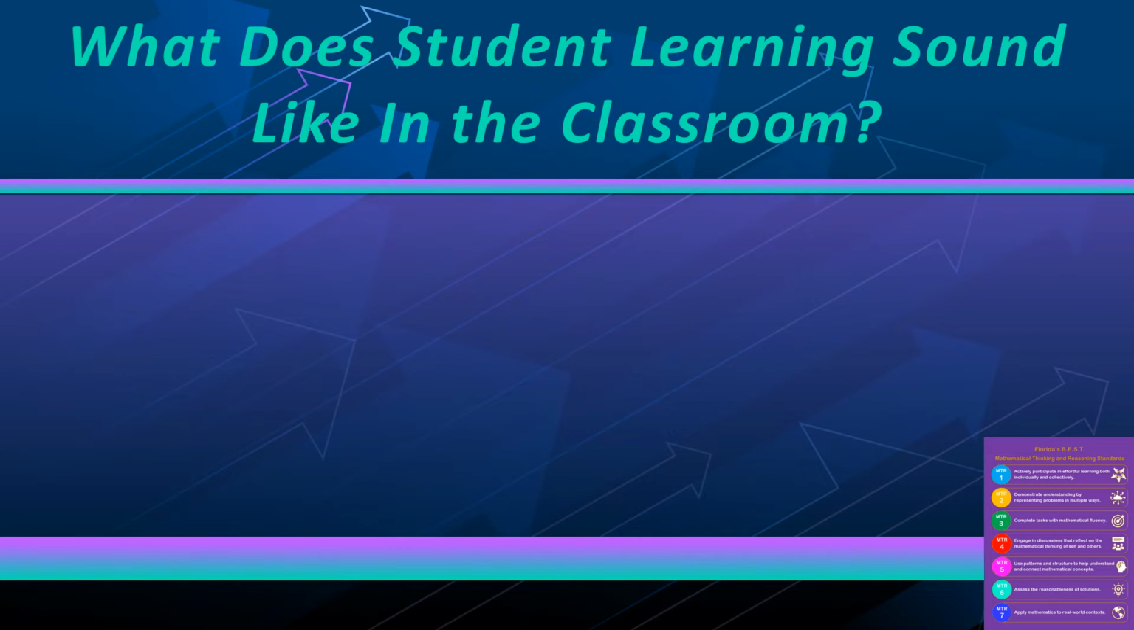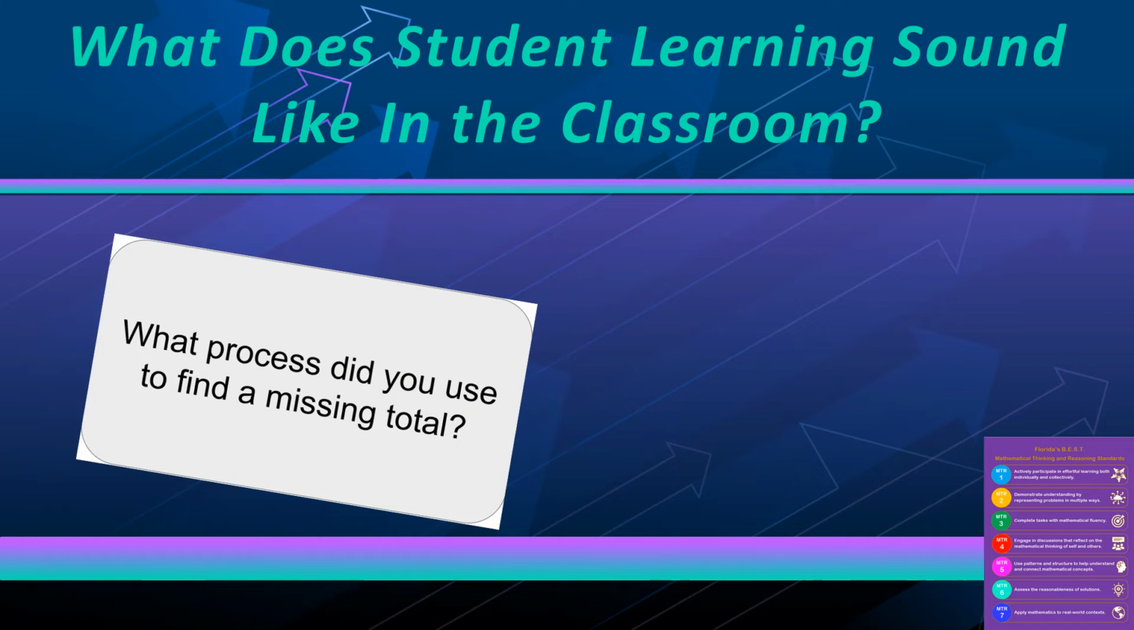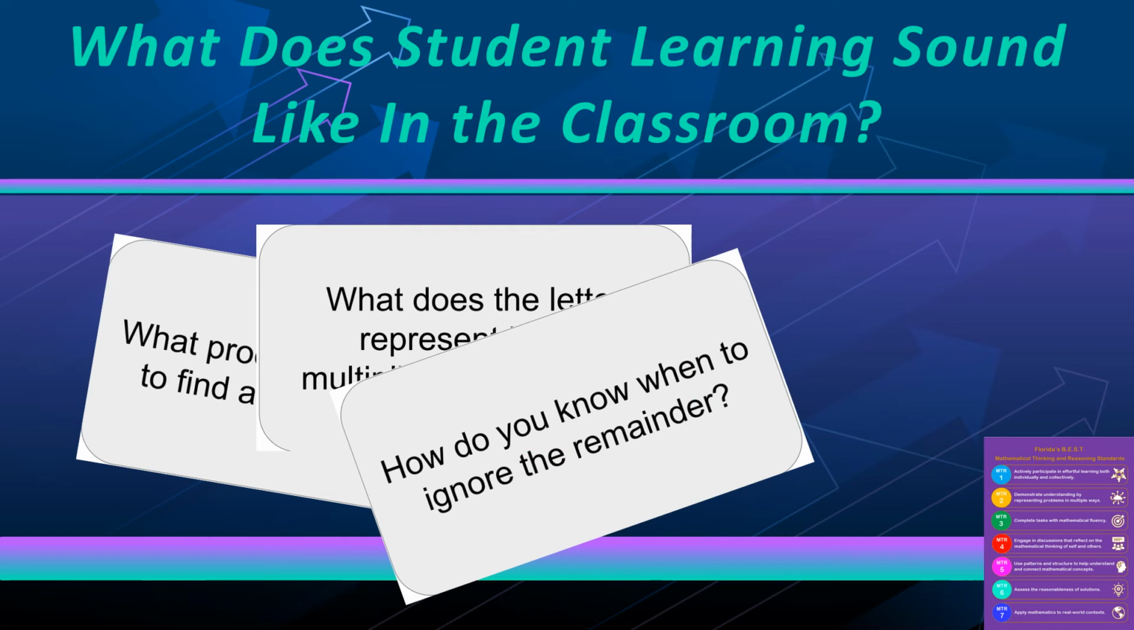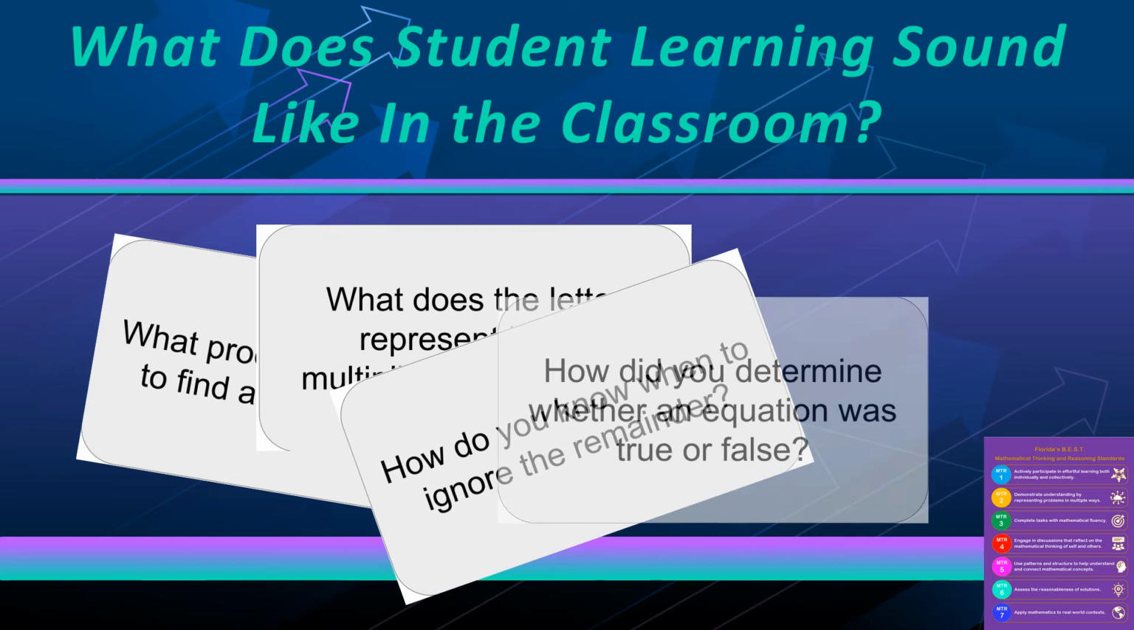What does student learning sound like in the classroom? Here are some of the math chat cards from STEMscopes. What process did you use to find a missing total? Having students explain what they did to find their unknown. What does the letter represent in the multiplication equation? Knowing that the letter is not just there, that it actually means there's a missing number. How do you know when to ignore the remainder? Making sure students know what to do with the remainder in each problem and how to interpret it each time.